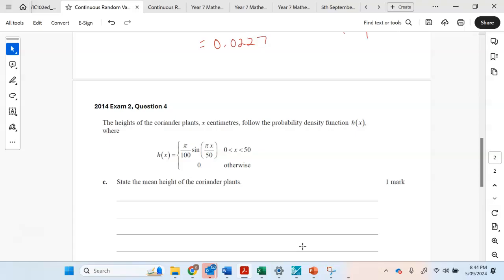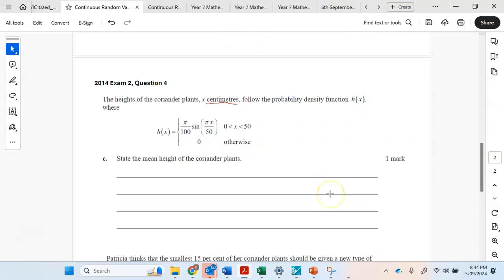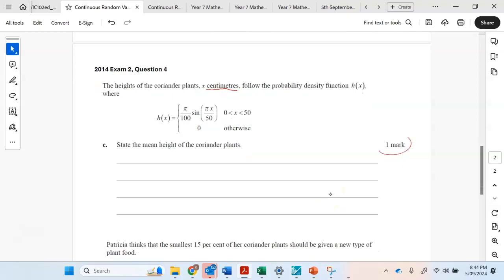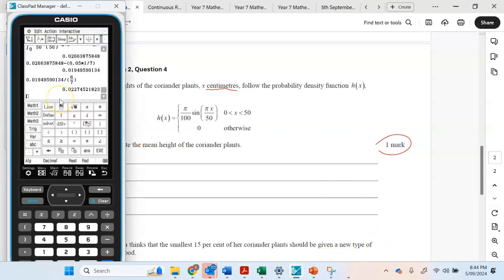So here's coriander. I love coriander. I know some people hate it, but I love it. All right, the height is measured in centimeters, and that's extremely important. Always note what the units of measurement are. Again, it tells me it's continuous because we've got a function there. State the mean height of the coriander plant. So this time it's only worth 1 mark, so I don't really need to show any working out. I can just plug it straight into my calculator and put the answer.